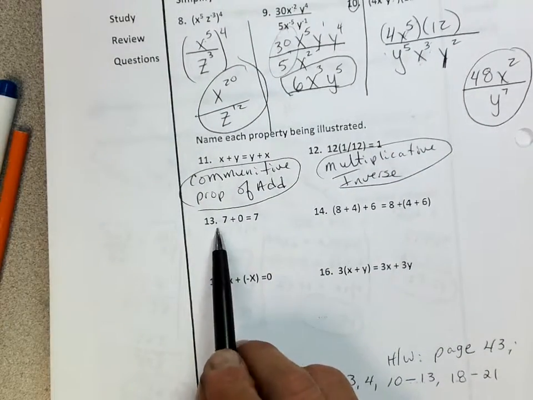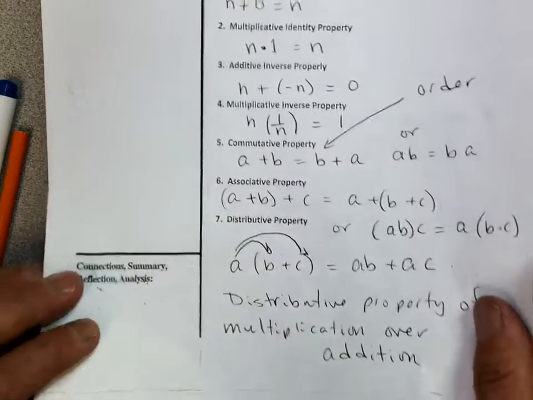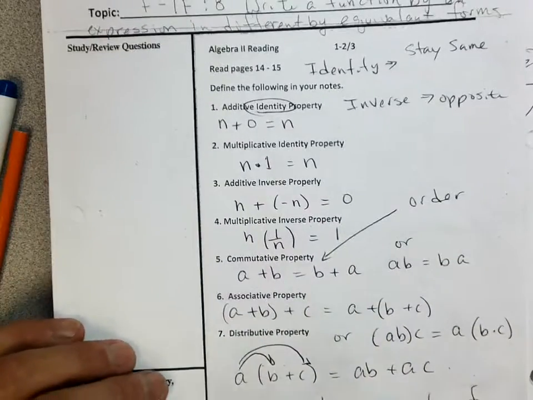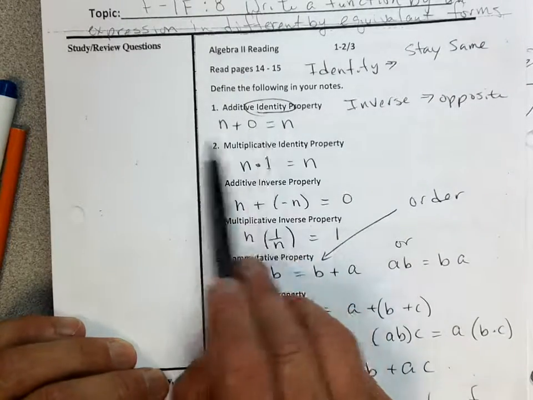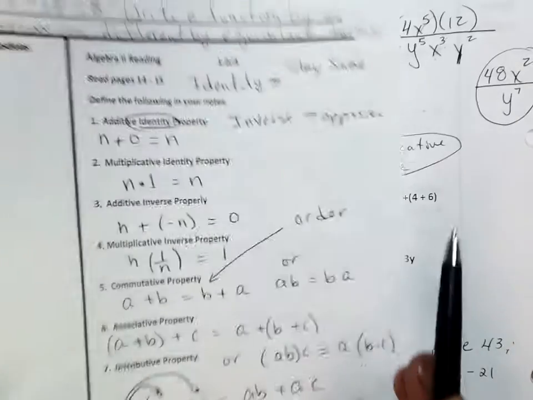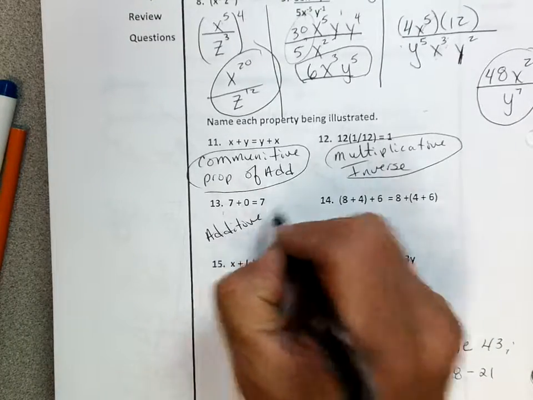Let's see. 7 plus 0 equals 7. All right, let's look at my notes. 7 plus 0 equals 7. Which one do you think it is? Yeah, additive identity. You guys see it right there? 7 plus 0, but it's n. So it's additive identity.